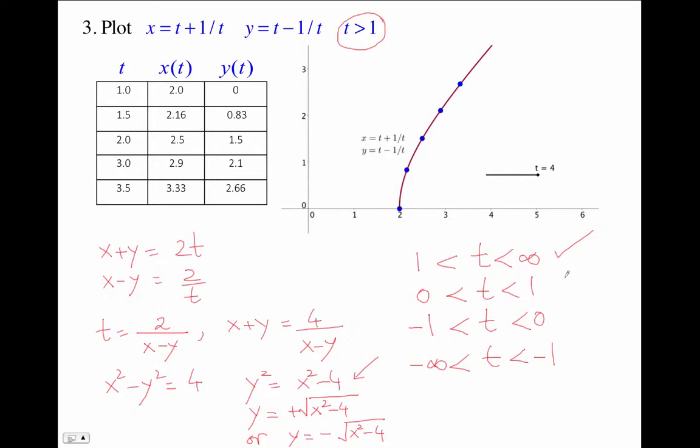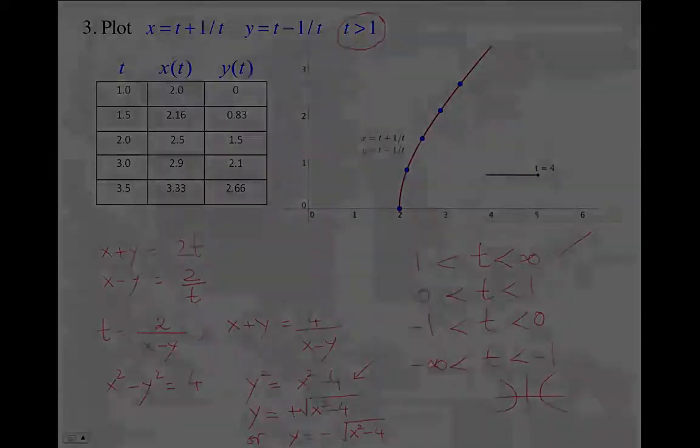As an exercise, I'd suggest that you plot the remaining 3 regions as well, and that will tell you that this graph that we've plotted up over here will actually look something like this. So it's going to look like this on that side and like this on this side. But that's an exercise for you to do.